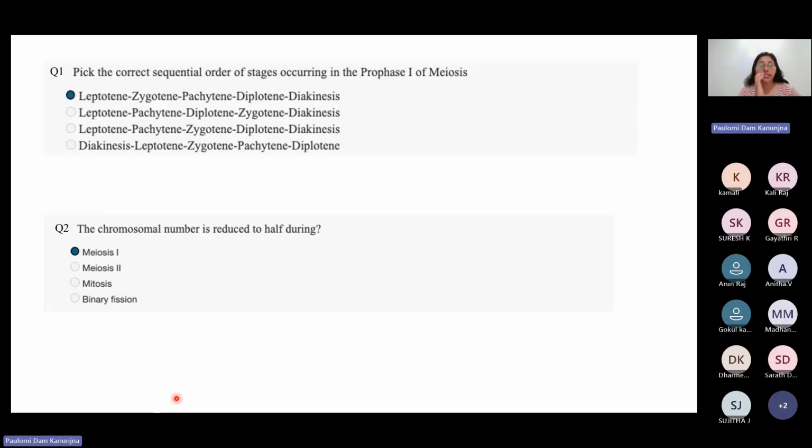The first one is leptotene, zygotene, pachytene, diplotene, diakinesis. You can make an acronym of it for yourself if you want to remember it, but this is the correct order. And the halving takes place in meiosis 1. Once again, meiosis 2 is similar to mitosis. Mitosis is an equational division, so meiosis 2 is also equational. Reductional is the first one, meiosis 1.